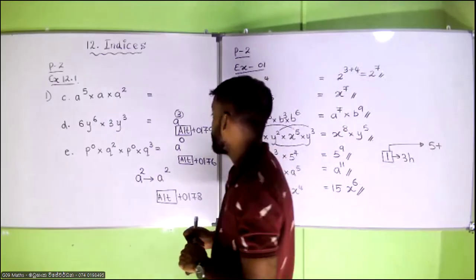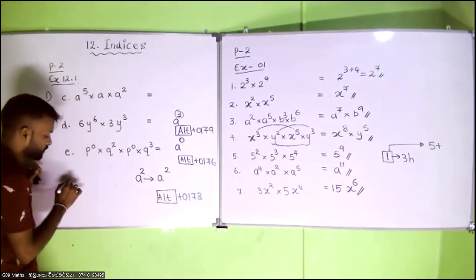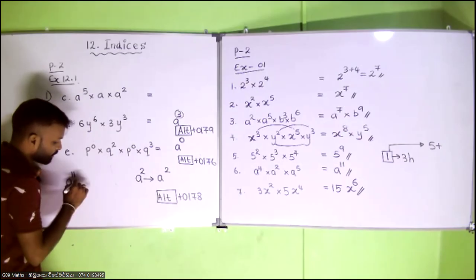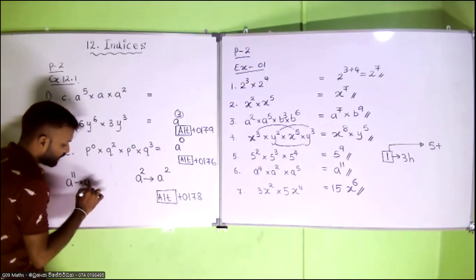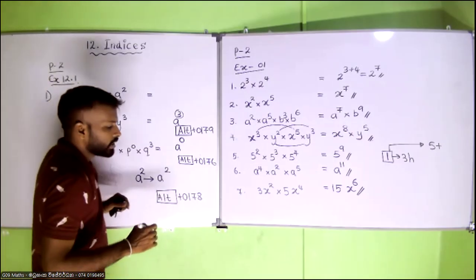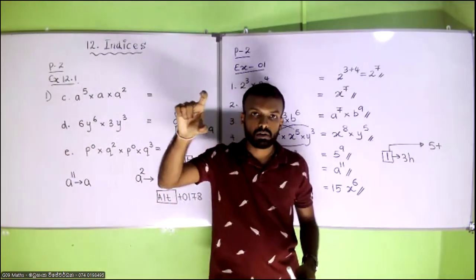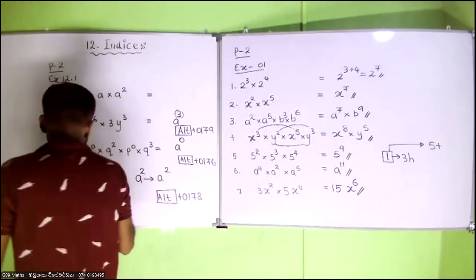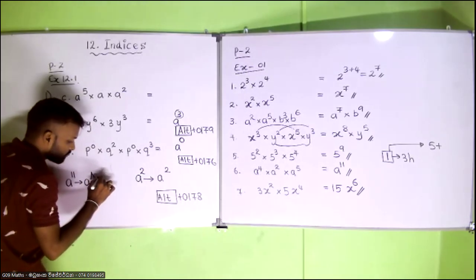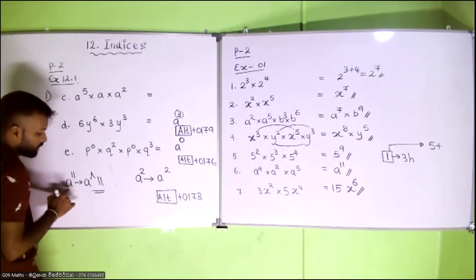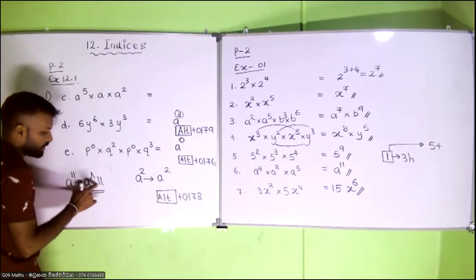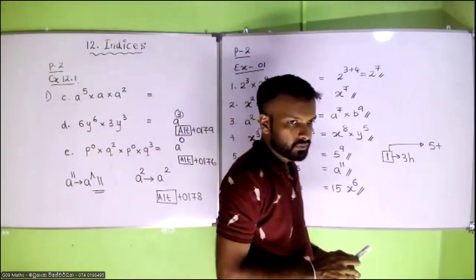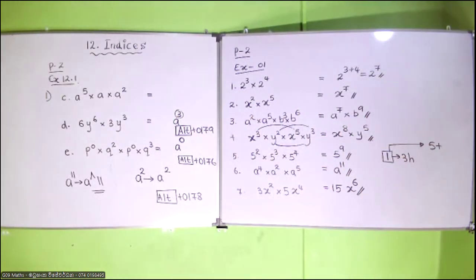But I do not know how to type A to the power 11 and so on. A to the power 11 can be represented like this. If you write it like this, it is okay. A to the power 11 means A to the power 11. That's the way. I can't remember the shortcut.